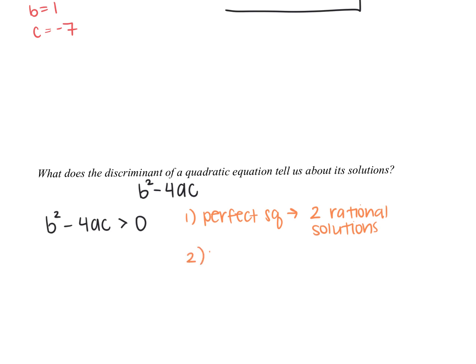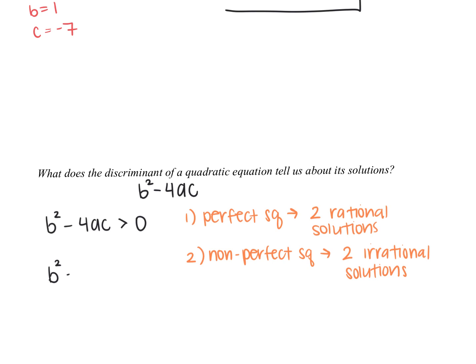The second case is if you get a non-perfect square. That leaves us with 2 irrational solutions. Like the last example we did, we ended with 29 underneath our square root, which is not a perfect square, so it still contained a square root in our answer, and anytime our final answer still contains a square root, it's considered irrational.